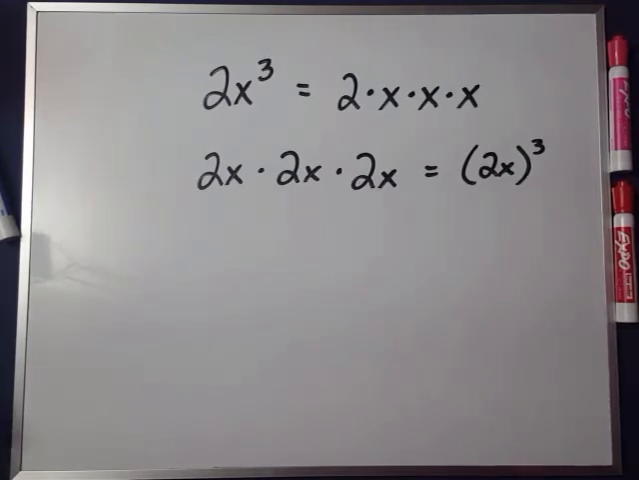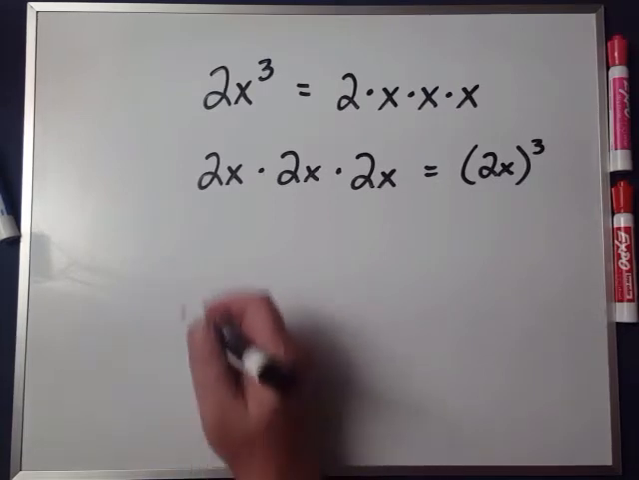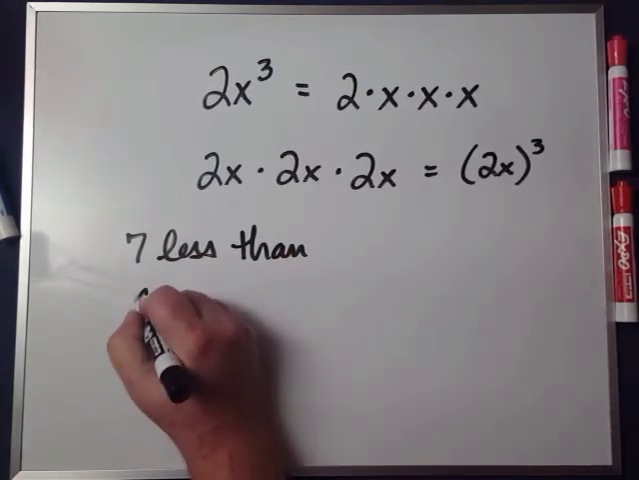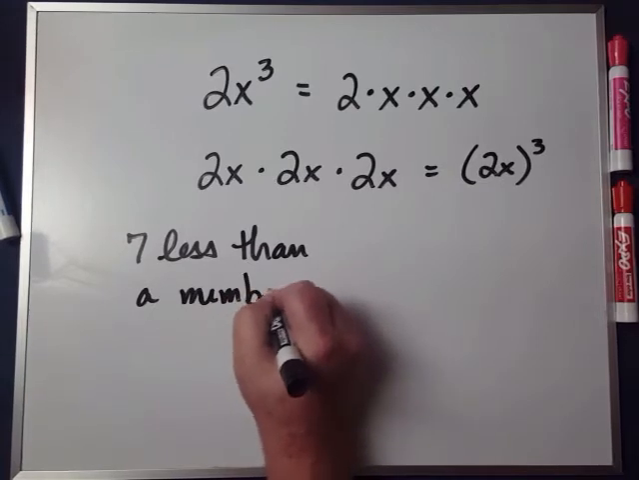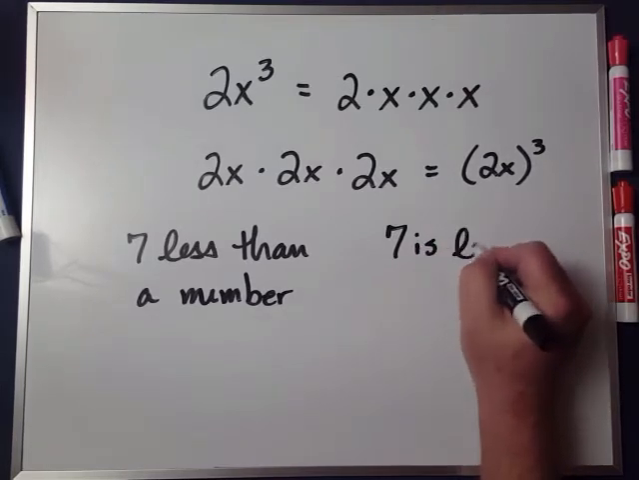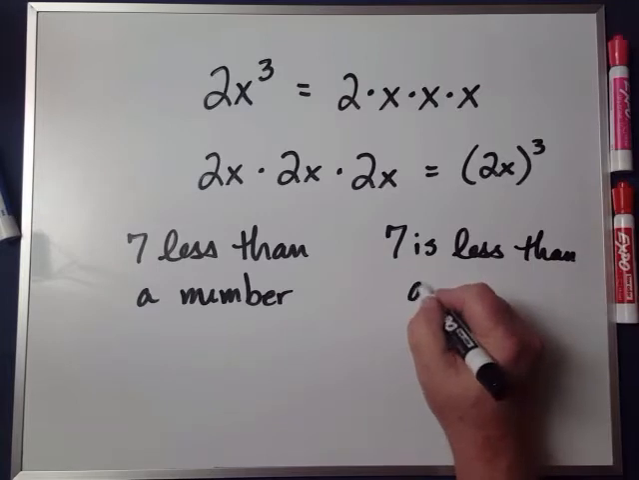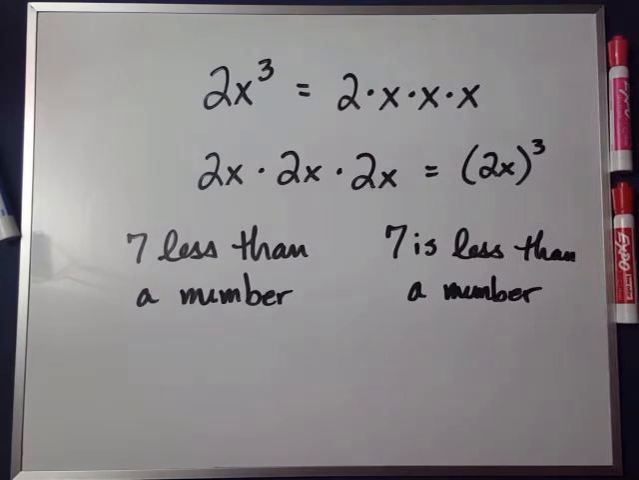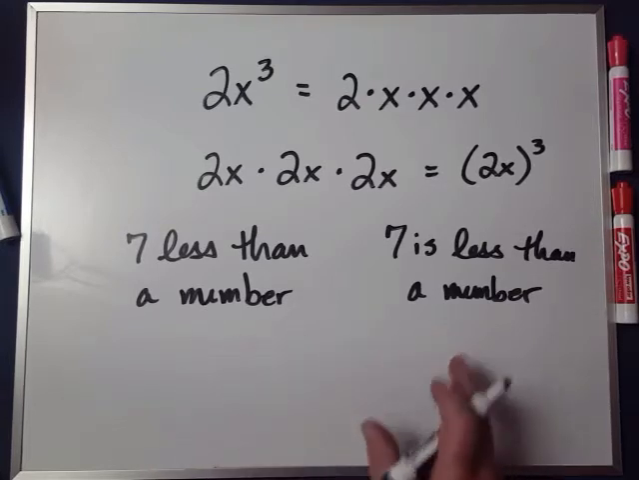Number 6. Number 6 says, why are 7 less than a number and 7 is less than a number translated differently? Now this refers back to the types of problems that they were doing in example 3 on page 38, right there under objective 2, translating. Why are these translated differently?